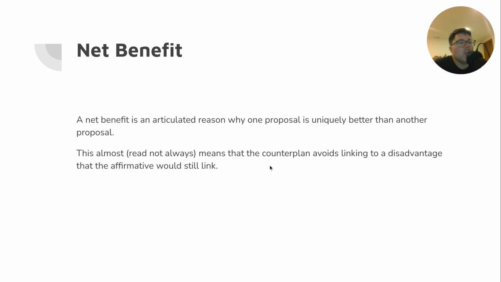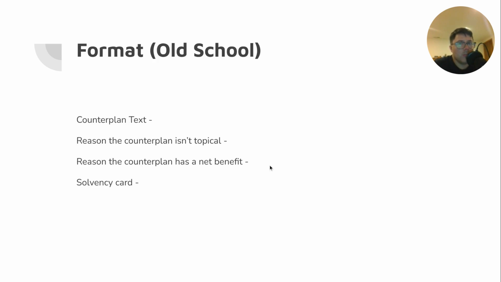And that would be what's called a net benefit, or a reason why, or a disad that applies to the AF but does not apply to the counterplan. And so you want to look out for net benefits. You got to know what your net benefit is. If you do not have a net benefit when reading a counterplan, you will not win. That's just kind of how that goes.